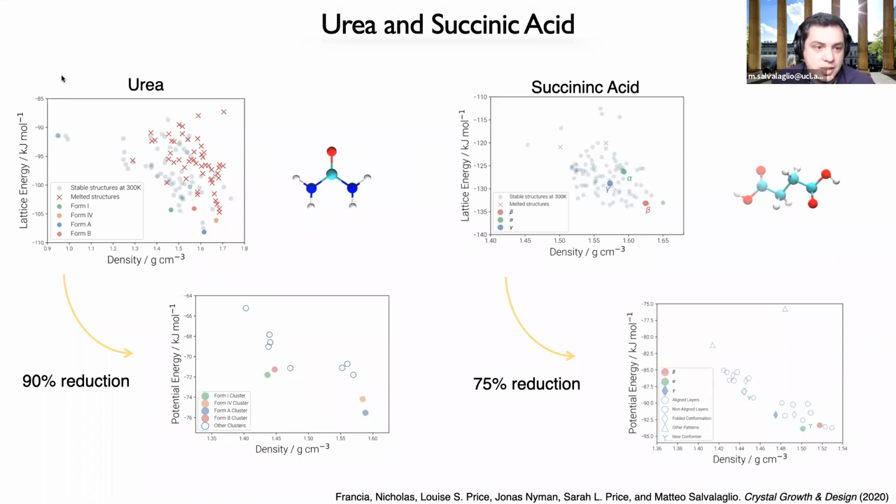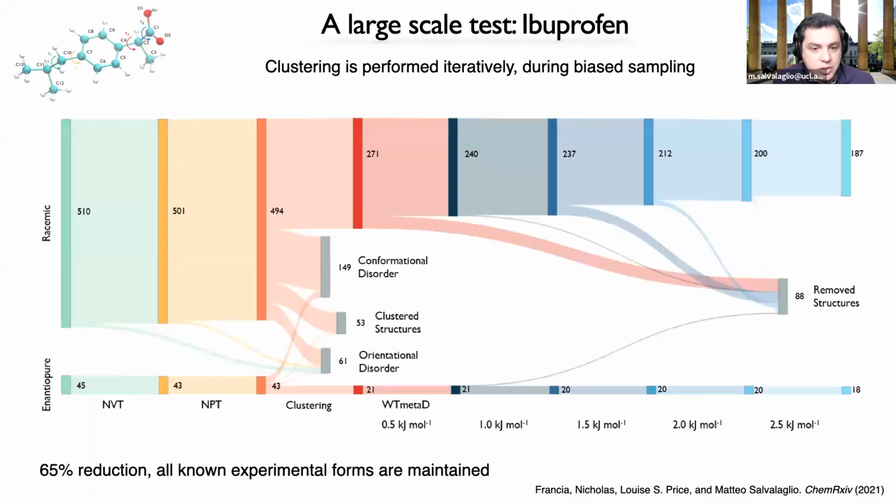Here I'm showing two results that we obtained for relatively small crystalline energy landscapes. In one case, it's urea. In the other case, it's succinic acid, for which we obtain a 90% reduction in this case and a 75% reduction. But more recently, we have also worked on ibuprofen, on a significantly larger crystalline energy landscape, starting from 555 local minima and obtaining a 65% reduction of the size of this crystalline energy landscape while maintaining all experimental forms.